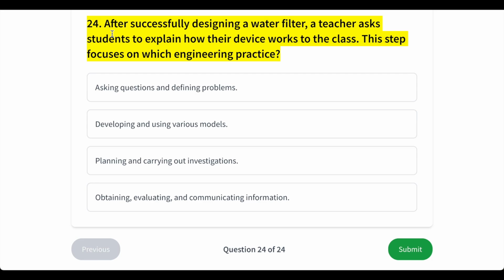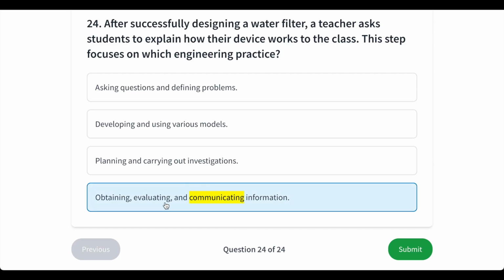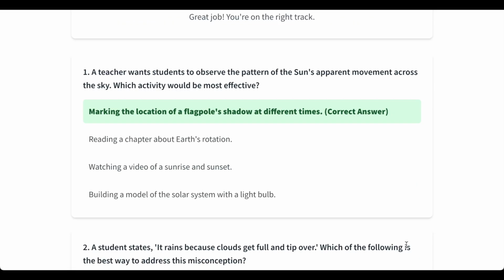This question asks, after successfully designing a water filter, a teacher asks students to explain how their device works to the class. This step focuses on which engineering practice? I'm going to go with obtaining, evaluating, and communicating the information. Presenting and explaining your design is an important final step in the engineering process and focuses on communication. Let's click that submit button and see how we did.